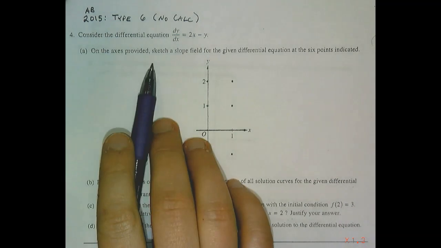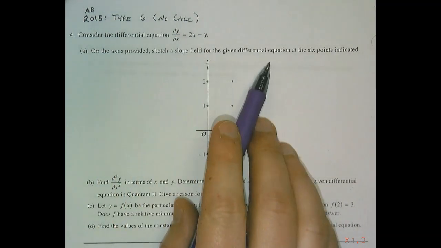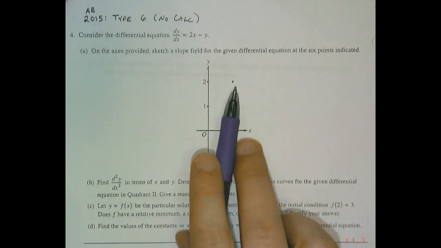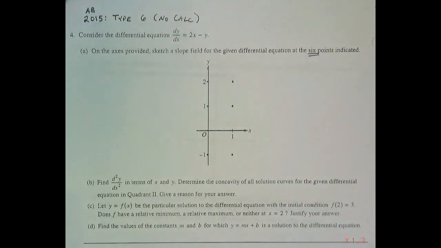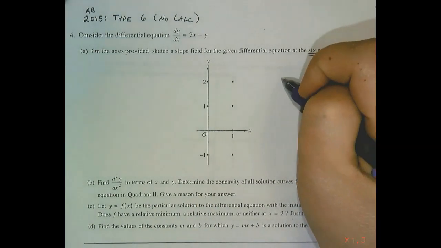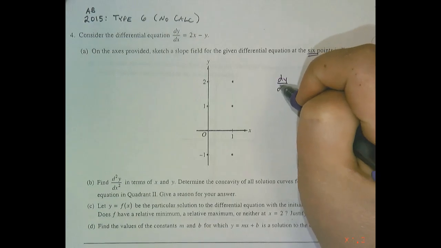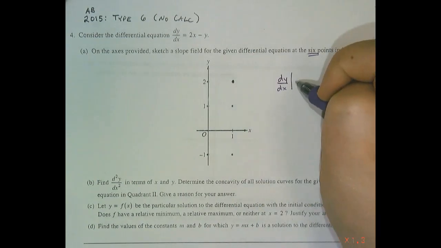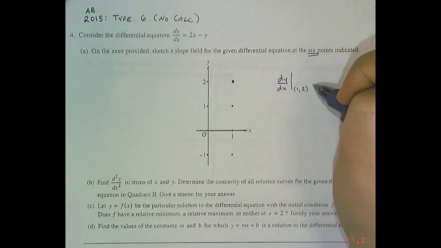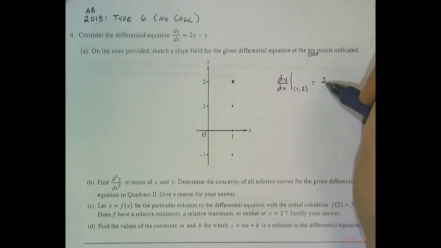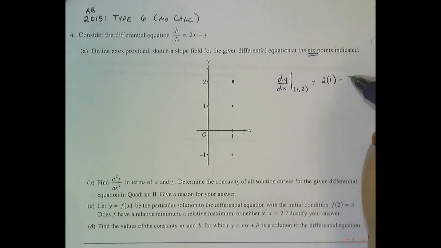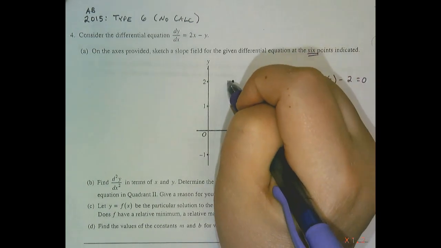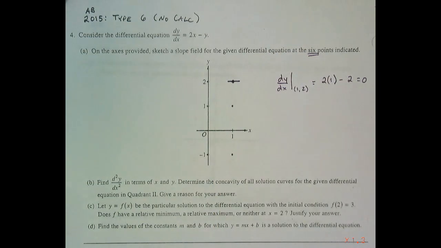On the axis provided, sketch a slope field for the given differential equation. So we've got, it looks like, 6 points, so we're going to have to calculate the slope 6 times. We'll grab one of the points, like here at (1, 2), and we'll stick that into the equation. 1 for x, 2 for y, and we get a slope of 0. So at that location, we draw a slope of 0.